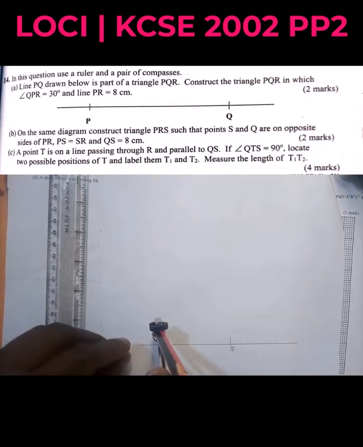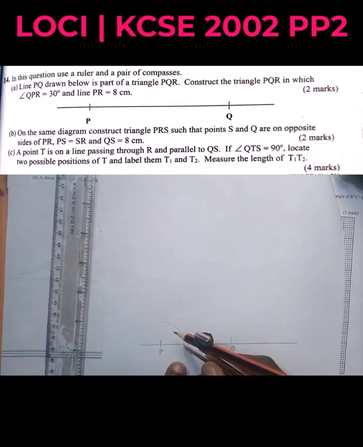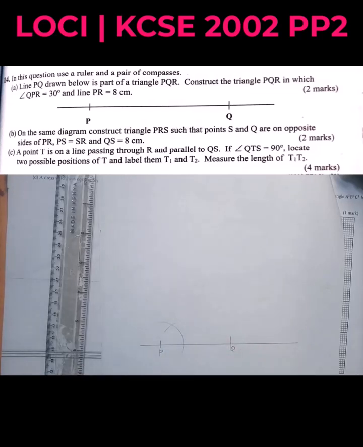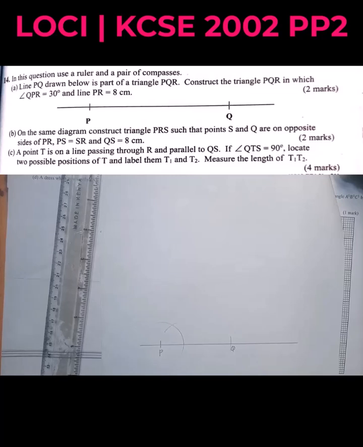So you stand at P with any suitable radius, mark an arc, with the same radius without changing it, you stand at this arc and then you cut that arc. So that is 60 degrees. How do you get 60? If you join P to this point of intersection with a straight line, you get 60. I don't need to draw that because I need 30. So I'll bisect that one directly the way it is.